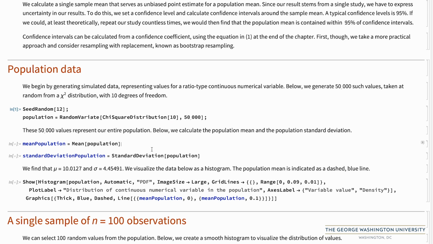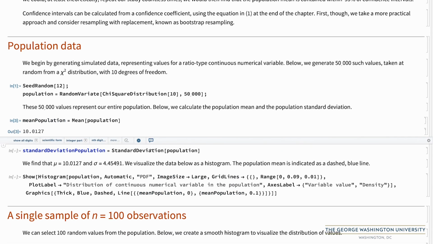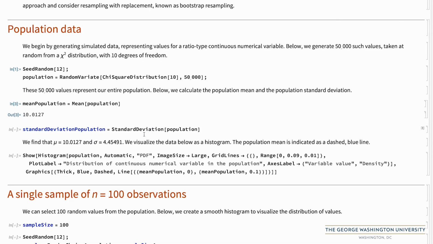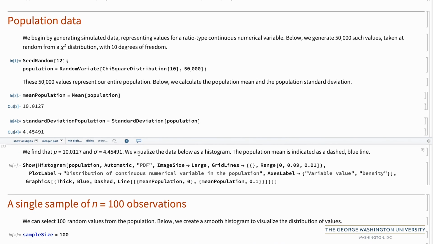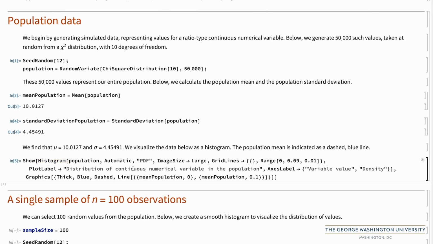Now, since I am the one who created values for the whole population, let's go ahead and calculate a mean for our continuous numerical variable. I can also calculate a standard deviation. So remember, these are population parameters, a population mean and a population standard deviation, and we see the standard deviation there of 4.45491. Now let's create a histogram just to show this distribution.